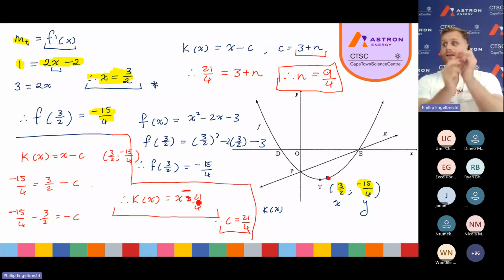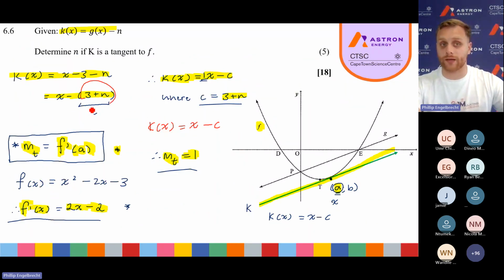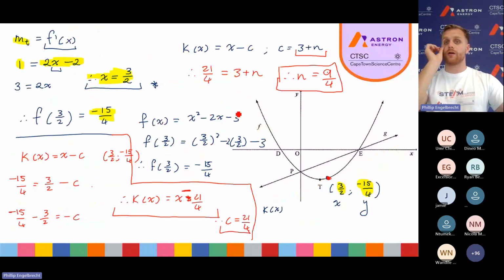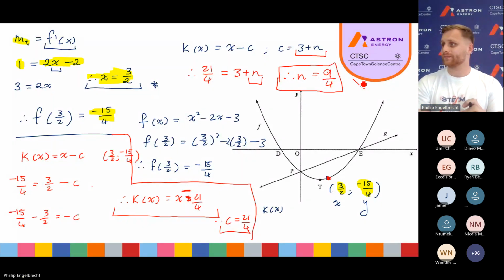But remember, c was 3 plus n, because that's what it was in the beginning. So now I know that c is 21 over 4, and I also know that c is 3 plus n. So I solve for n, and I get that n is 9 over 4. Does that make sense now, guys?